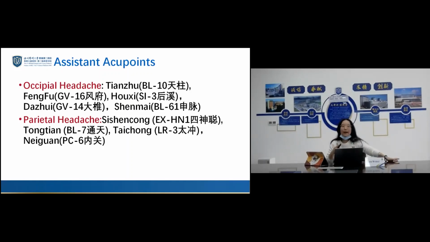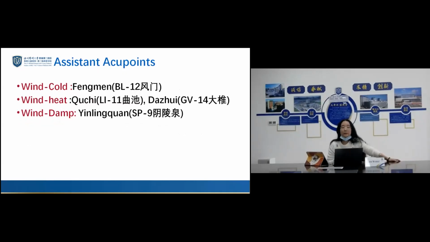And for the vertex headache, you can choose the extra point head and neck number 1, we call 四神聪, located 1 cun in front, behind, left, and right of the governor vessel number 20. And this is a very special extra point. And also you choose 通天 bladder 7, 太冲 liver 3, and the 内关 pericardium 6. So that's for the meridians.